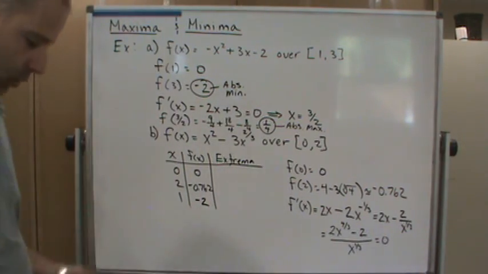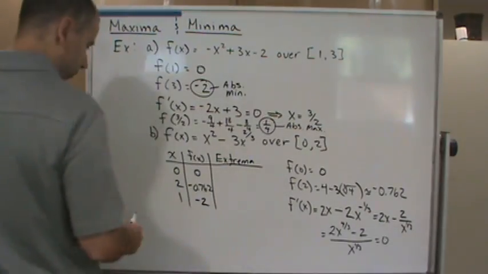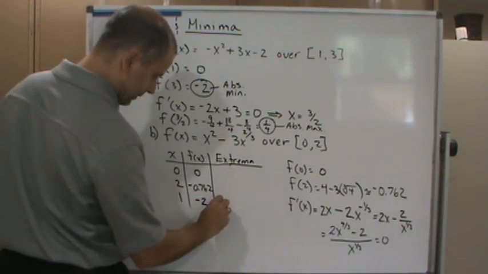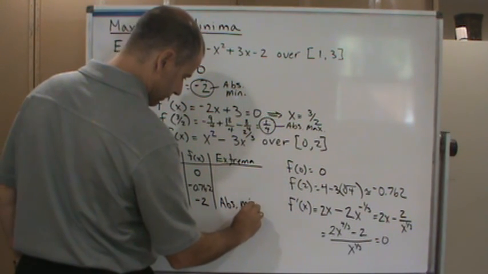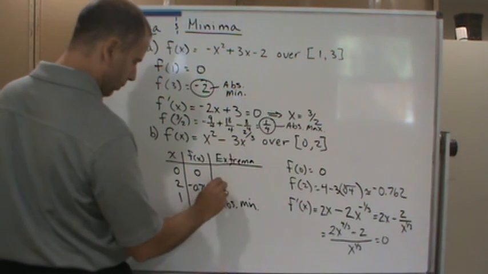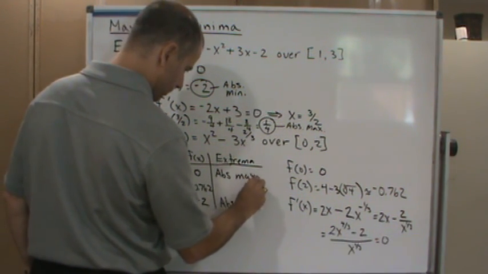Right? So now, at this point, we've evaluated the functions. Right? So based on these values, we compare. So negative 2 is going to be the absolute minimum. And then 0 is the absolute maximum.